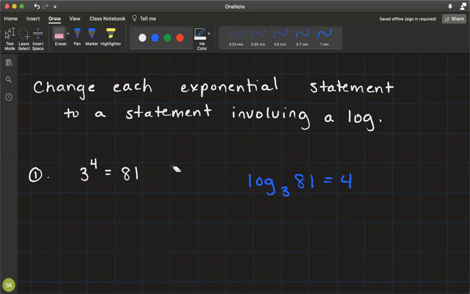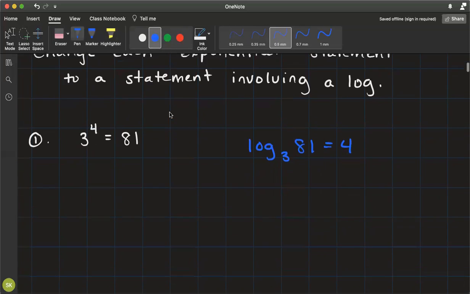Whenever we have a logarithm, it's always this power. That's why you get this number 4 on the outside. So right now we're just switching. We're going from exponents to logs just to get some practice.